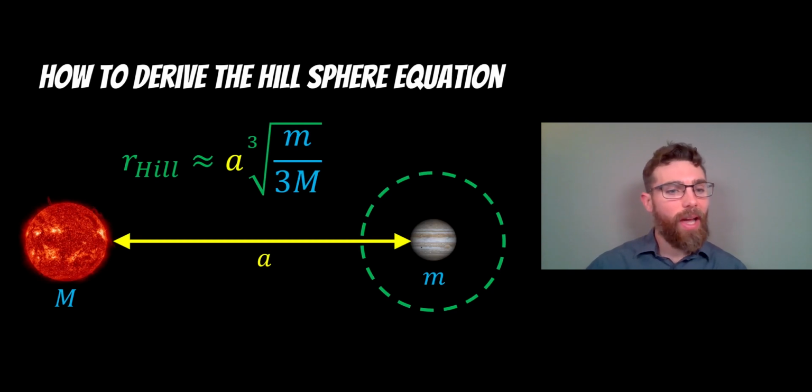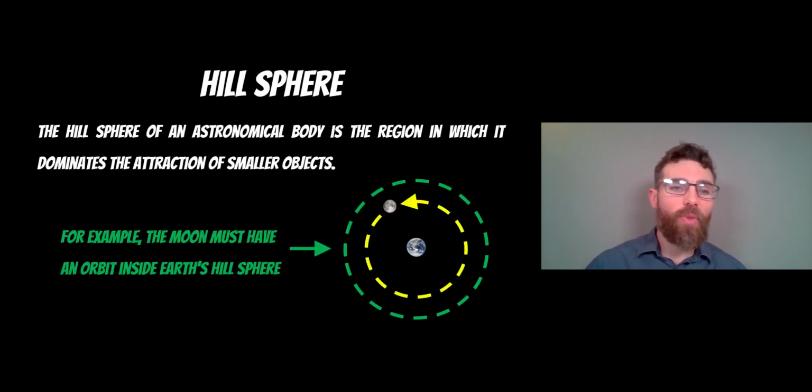Welcome to this video, and in this video I want to have a look at how to derive the Hill sphere equation. So what is the Hill sphere equation? Well, the Hill sphere, or the Hill radius, or the sphere of influence, is basically an area in the shape of a sphere around an astronomical body, and it's the region in which it would dominate the gravitational attraction of smaller objects. So if an object is within the Hill sphere of another astronomical object, then it will be dominated by its gravitational attraction.